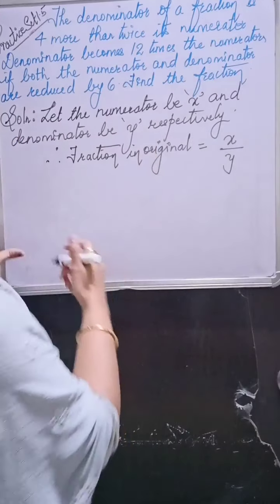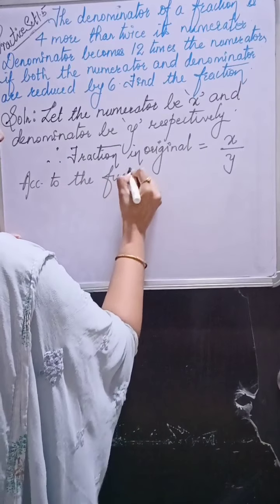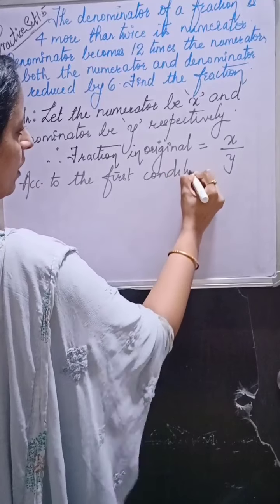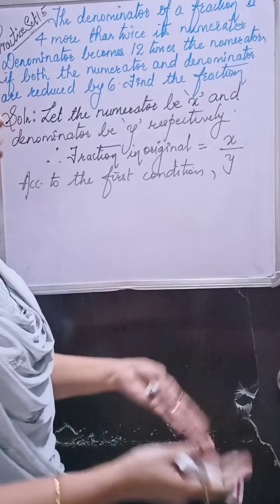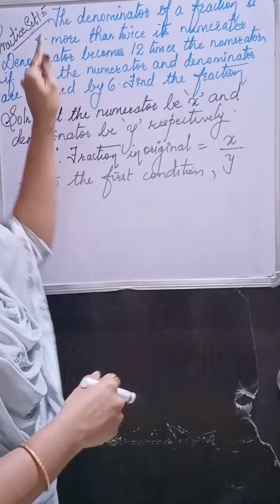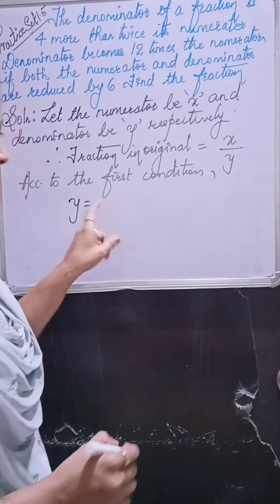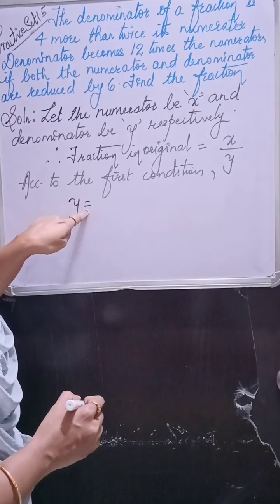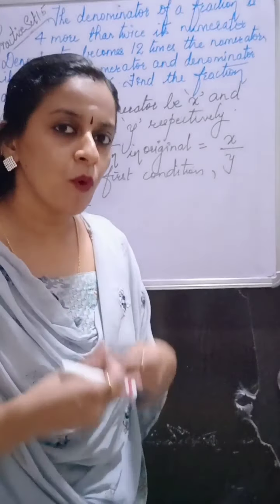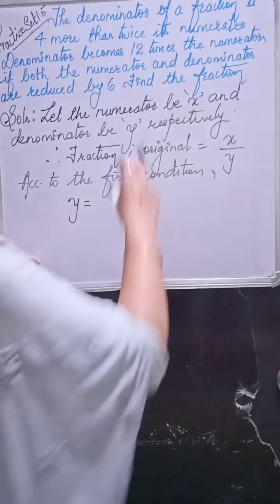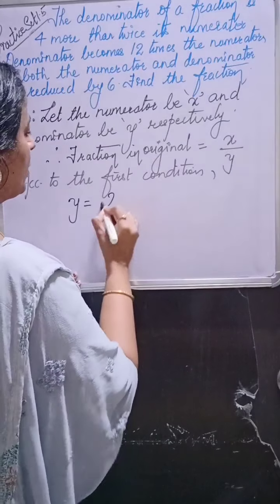Now we'll read the condition. According to the first condition, the denominator of a fraction is 4 more than twice its numerator. What is the denominator? y. So y is equal to 4 more than twice its numerator. 4 more than means plus 4. Twice its numerator, numerator is x, so twice the numerator means 2x.